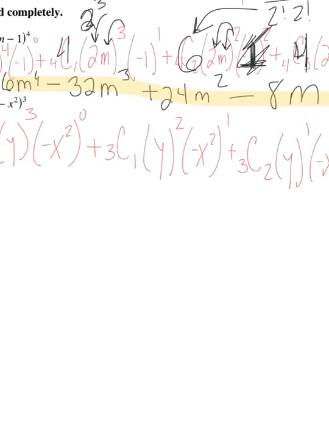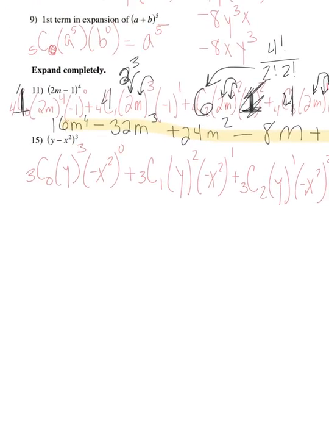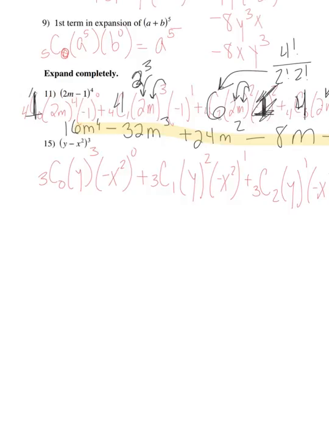Okay, so we're dealing with a couple of things. There's negatives again, there's multiple variables, there are powers of a power. So we take it one step at a time. 3 choose 0 is just a plain old 1. That first term is always going to be a 1. Then I've got y cubed, which is just a plain old y cubed, and negative x squared to the 0 power, which is just a plain old 1, so that goes away. So I just start with a y cubed.